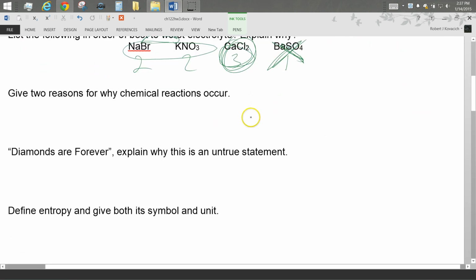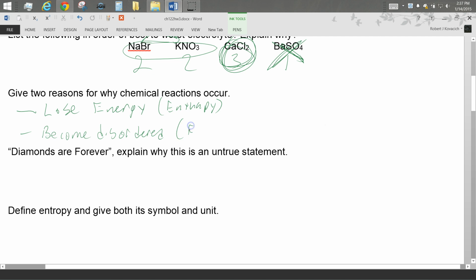How about this why chemical reactions occur question? What do substances want to do? Lose energy and become disordered. Lose energy, which is enthalpy, right? And become disordered. So less of that and more of that.